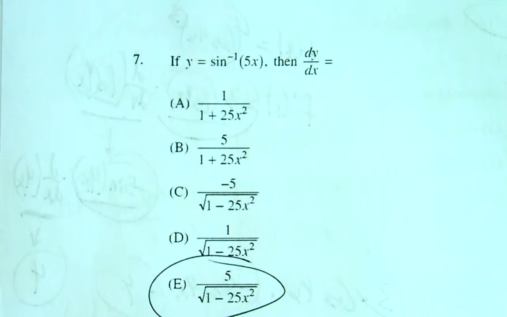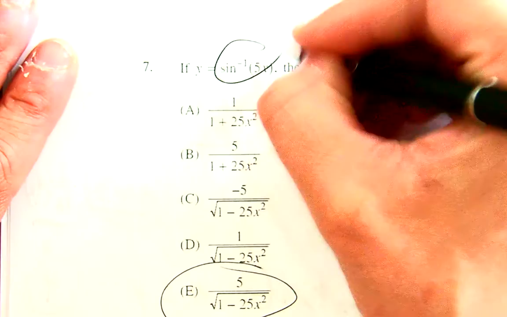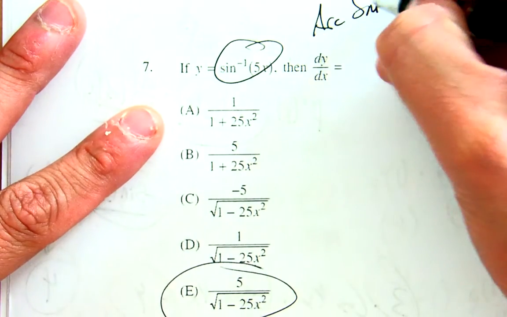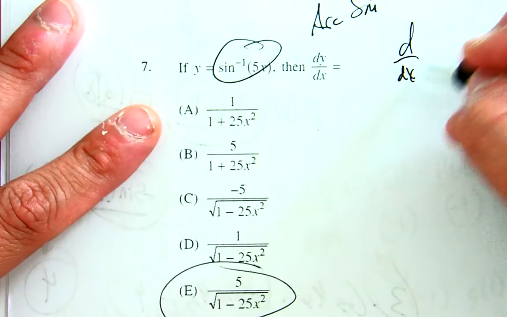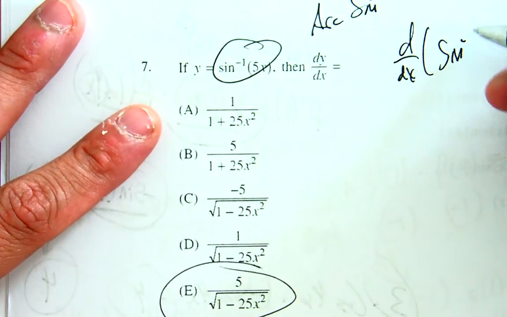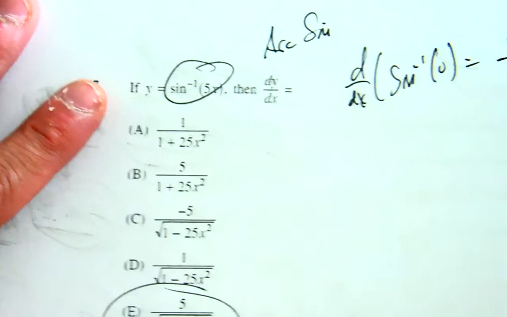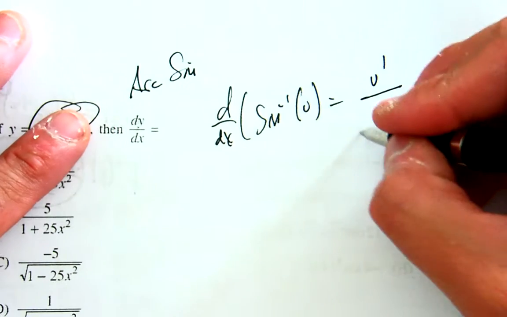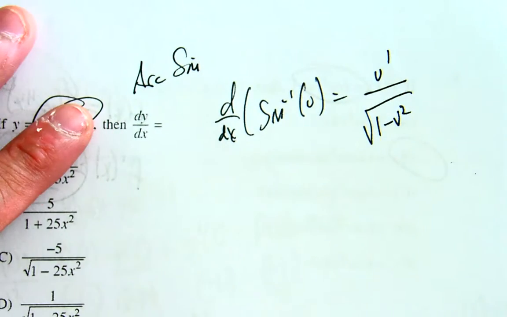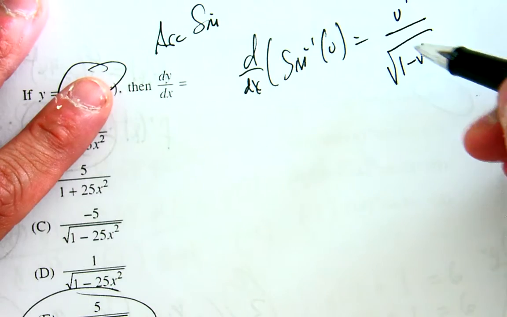Looking at second number 7. So this is arc sine. So we should know that the derivative of arc sine of u is u prime over the square root of 1 minus u squared, right? Or basically this is just chain rule.